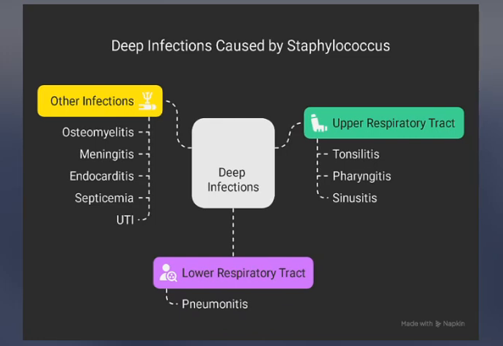Beyond the skin, Staphylococcus can cause deeper infections affecting various systems. This includes osteomyelitis, meningitis, endocarditis, septicemia, and urinary tract infections. Respiratory infections like tonsillitis, pharyngitis, sinusitis, and pneumonitis also occur. These deep infections often require more intensive treatment.